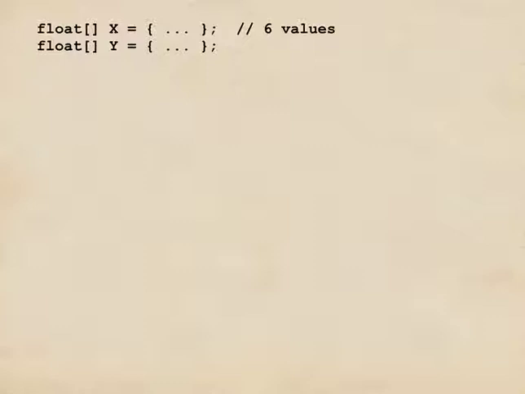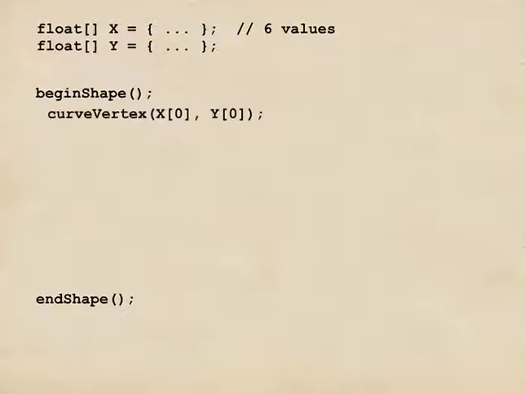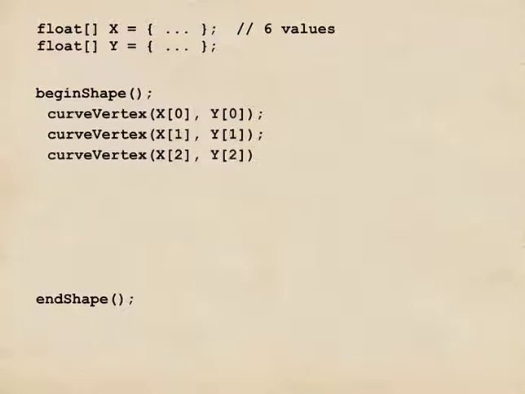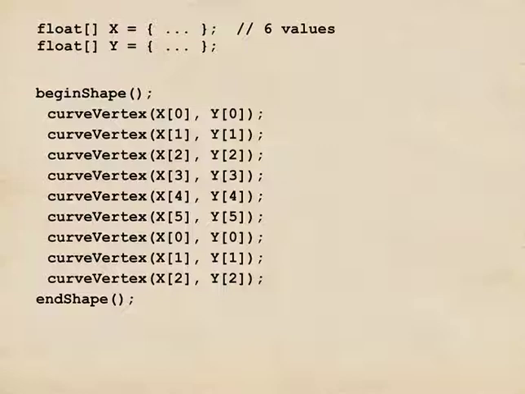So to draw our curve, we begin with begin shape and we end with end shape, and in the middle, we just call curve vertex for all of the vertices. So the first vertex is X sub 0, Y sub 0, and then as we saw, it's going to be X sub 1, Y sub 1, and so forth, all the way from 0 to 5, and then to close the curve, we'll repeat 0, 1, and 2 at the end.